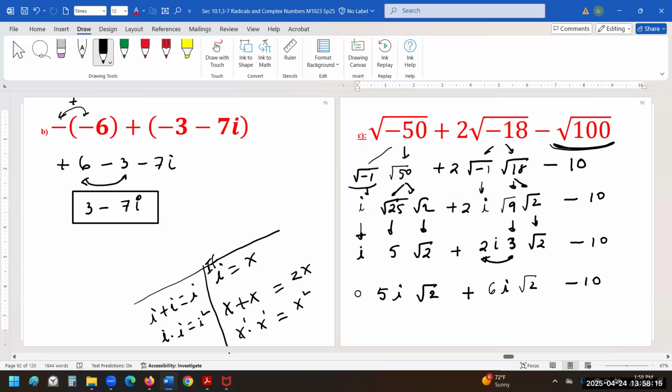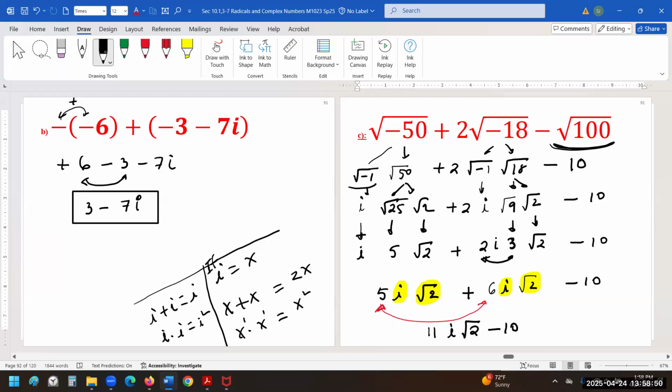Do we stop here? You can come back. We have the same radical, also the same i. If you have the same other portion, you can combine their coefficients. So what do you have? 11i square root of 2 minus 10. Now can you stop?